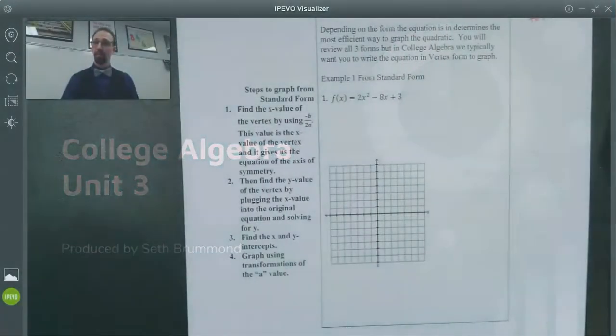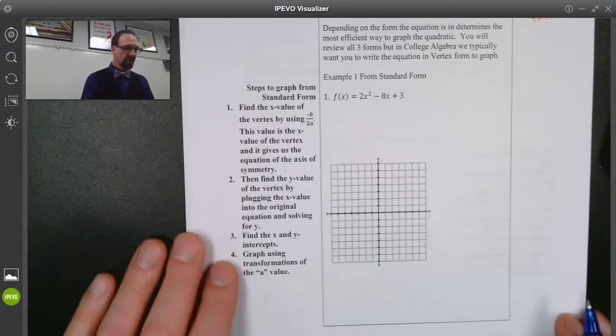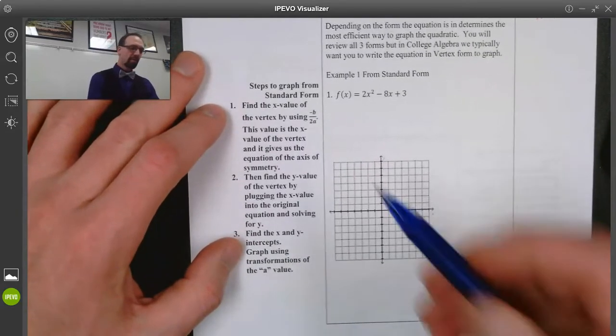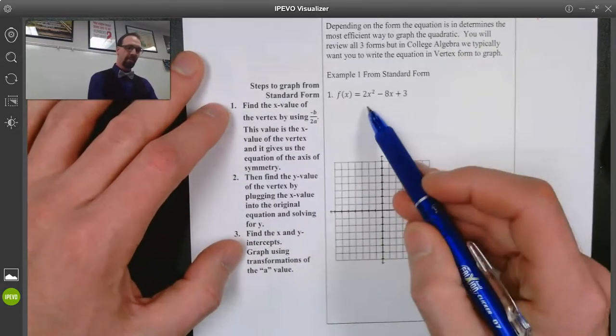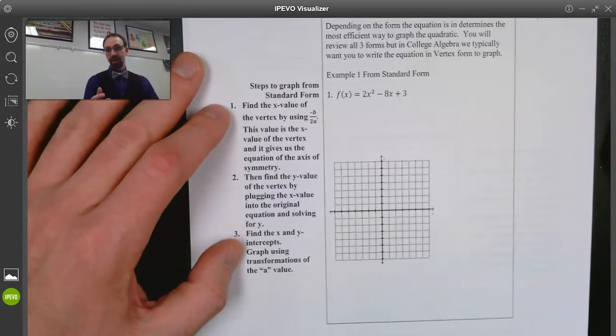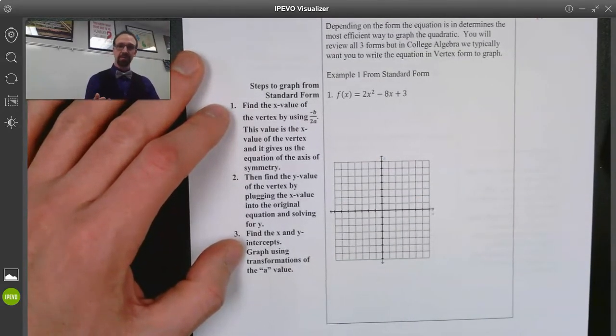Here we're going to get an example 1, graphing from standard form. To graph from standard form, follow the steps over here off to the side. What we have is this function f of x equals 2x squared minus 8x plus 3. So we're going to find the x value of the vertex by using this formula, opposite b over 2a.